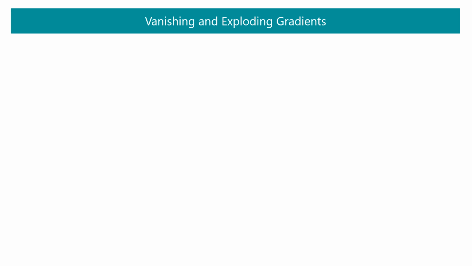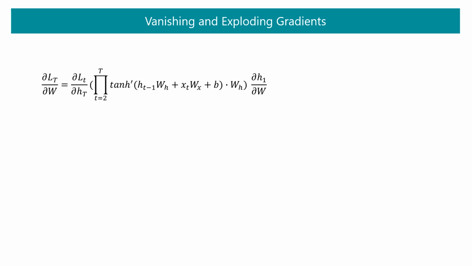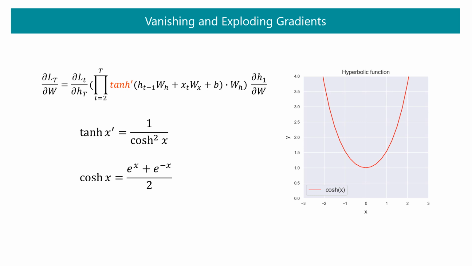One of the weaknesses of a recurrent neural network is that it is likely to suffer the problem of vanishing gradient or exploding gradient when the data size is large. This is the expression of the weight gradient we saw in the previous slide. Let's focus on the hyperbolic tangent. The derivative of the hyperbolic tangent can be expressed in this way. It includes the square of the hyperbolic cosine. The hyperbolic cosine can be expressed in this way.